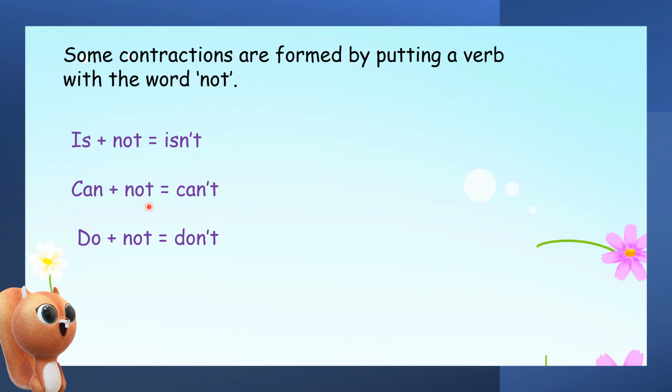Can plus not becomes can't. Do plus not becomes don't. So when we see words like this and we are asked to write the contracted form, all we need to do is take away the O and add apostrophe. The apostrophe replaces the O in the second word. So is not becomes isn't, cannot becomes can't, and do not becomes don't.